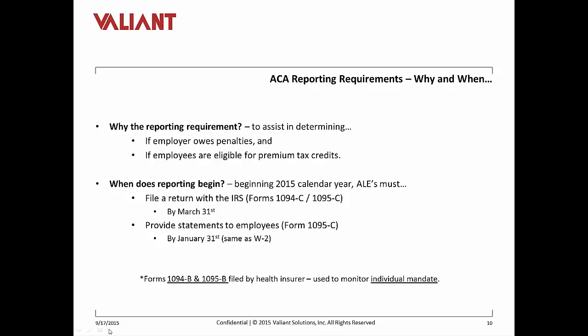Now, something also related, which we should all be aware of, is that there are other forms, and many of us may have seen these floating about out there. The other forms are 1094-B and 1095-B. For most employers who have a health insurance plan, those forms are not the responsibility of the employer. Those forms are instead filed by the health insurer, the Oxfords, the Blue Cross Blue Shields, the United Healthcares of the world, and those forms are used to monitor another provision of the law, which is referred to as the individual mandate. Next slide, please.